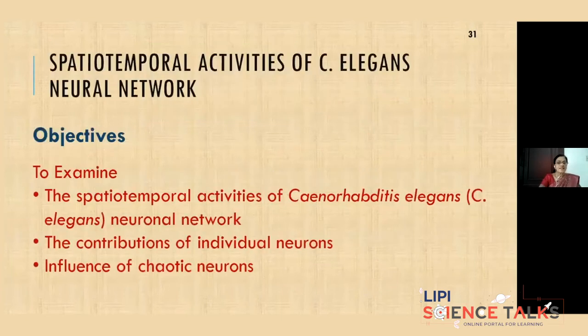Now, we will examine here the contributions of individual neurons towards the behavior of the network and the influence of chaotic neurons. Suppose neurons are made chaotic. What happens to the system? That is our concern.